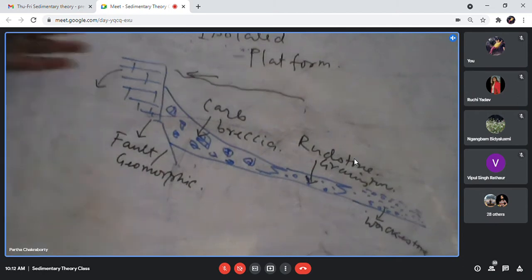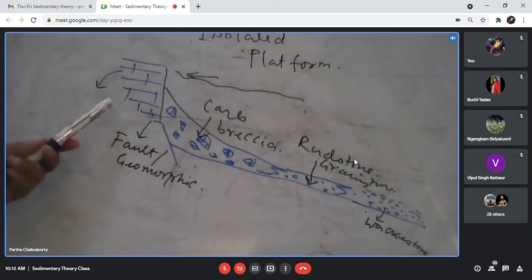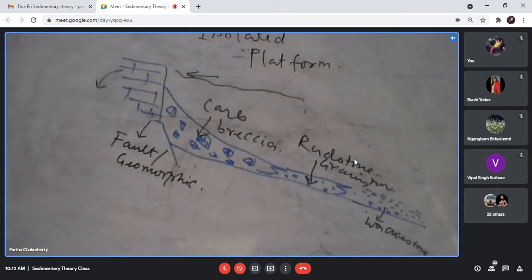So it originally fails in the form of carbonate breccia, and then that carbonate breccia, with more activity of the wave and its movement, the grain size gets denuded and it gives rise to the rudstone, the grainstone, and finally the wackestone. So this is a kind of isolated platform.